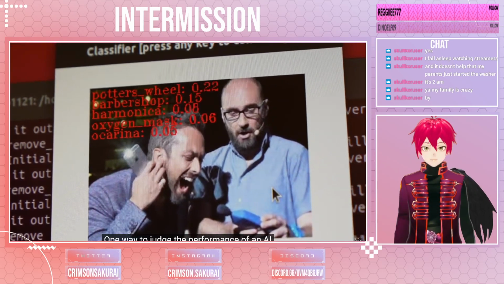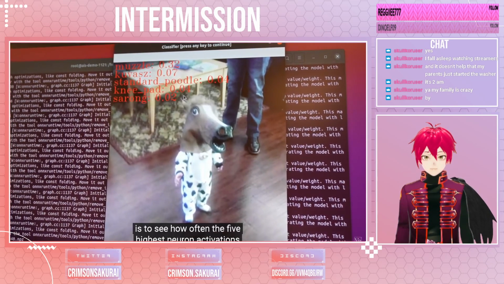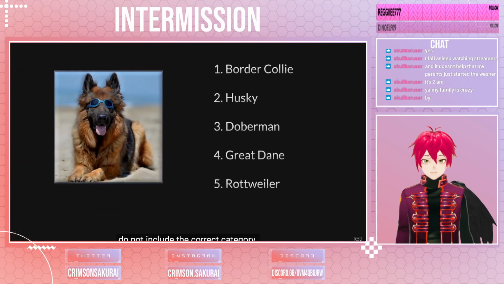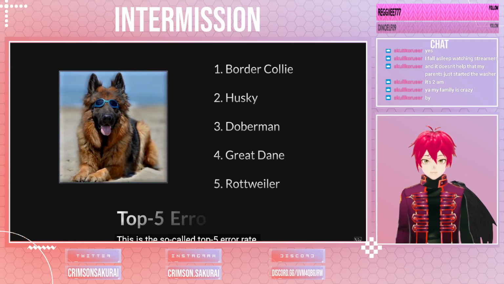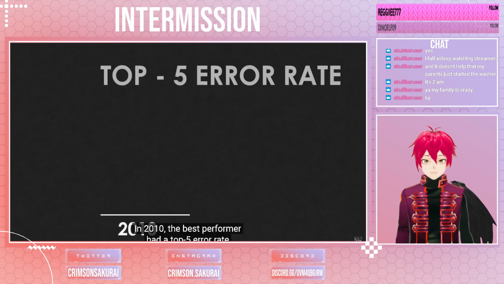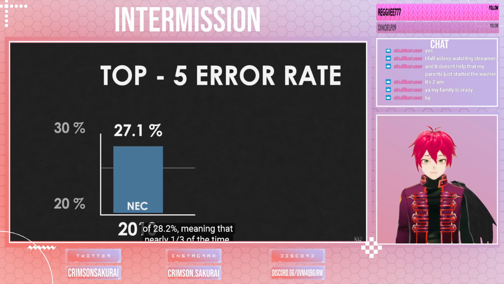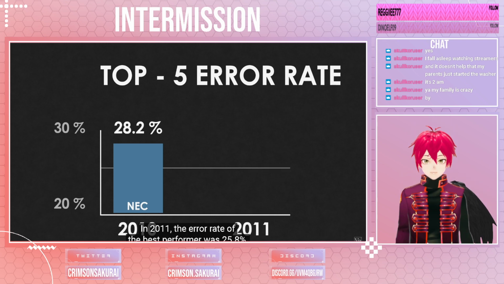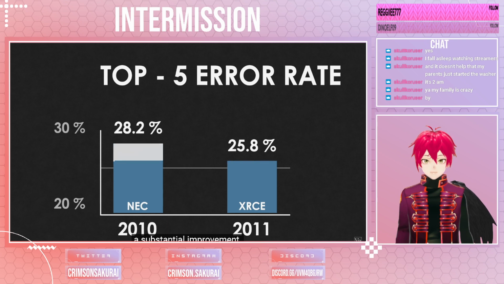One way to judge the performance of an AI is to see how often the 5 highest neuron activations do not include the correct category. This is the so-called top 5 error rate. In 2010, the best performer had a top 5 error rate of 28.2%, meaning that nearly a third of the time, the correct answer was not among its top 5 guesses. In 2011, the error rate of the best performer was 25.8%, a substantial improvement.